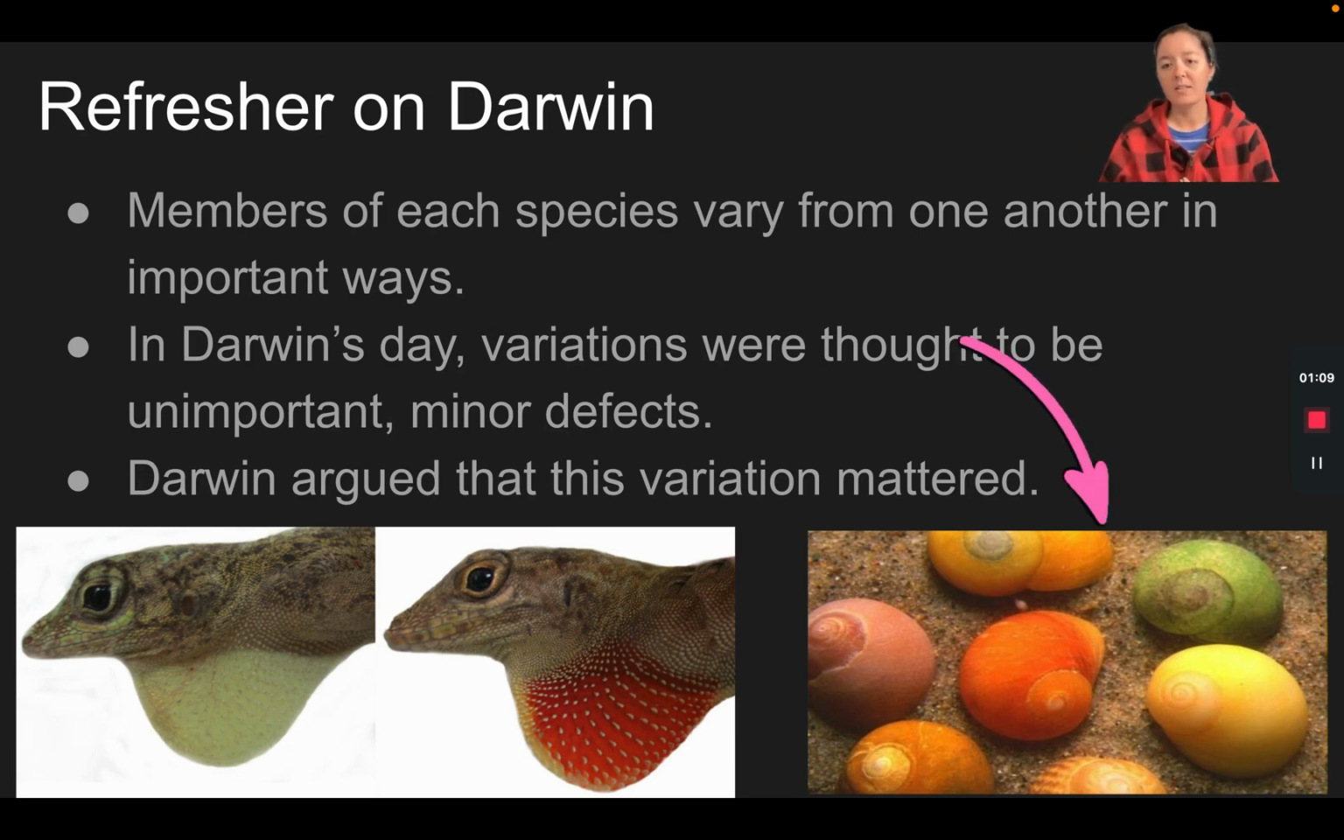And we also have these little shells. They look like snail shells. And again, there are lots of different colors. Color is not the only variation, but it's the most obvious one to us as humans.